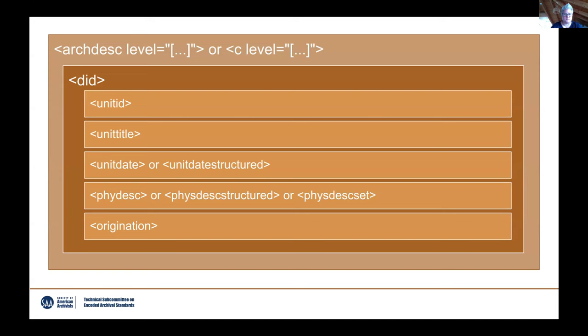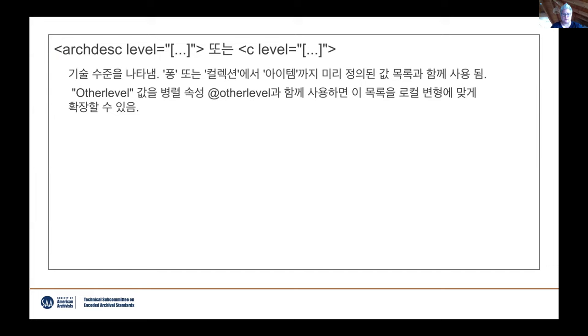If we go to the next slide, please, you will see that both the archdesc element and the c element come with an attribute called level. And that is essentially where you can include the level of description. So, one of the six essential pieces of information. There's a predefined list for doing that, and that goes from fonds or collection as the highest level to item as the lowest level. And there also is a possibility to extend that list with other types of values that you might be using in your local environments. So there's a value called otherlevel, and when you're using that, there's a parallel attribute called otherlevel, which then is open to including any values that you see fit in your context.